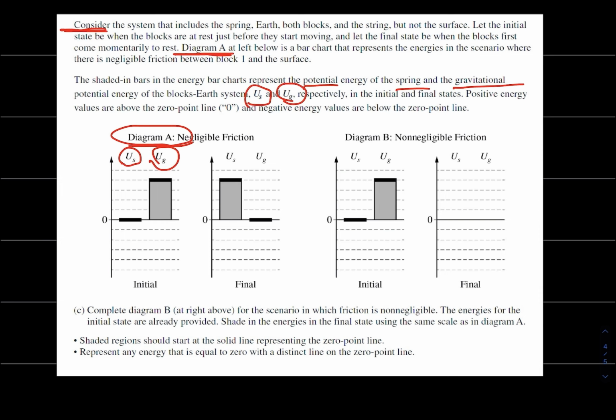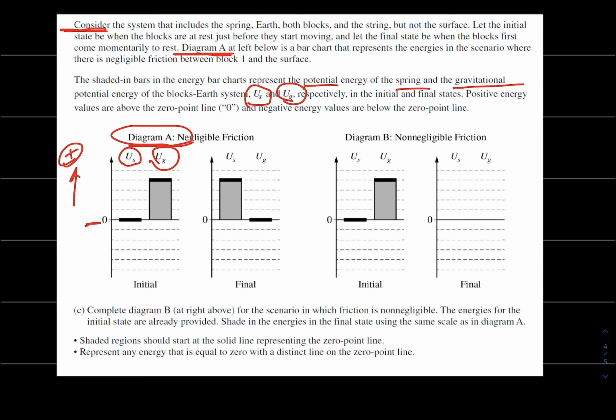Take a minute to orient yourself with any chart. Positive energy are above the 0 point line. Here's the 0 point line. So this is positive this way. And negative energy values are below. So with negligible friction, this is what happened.